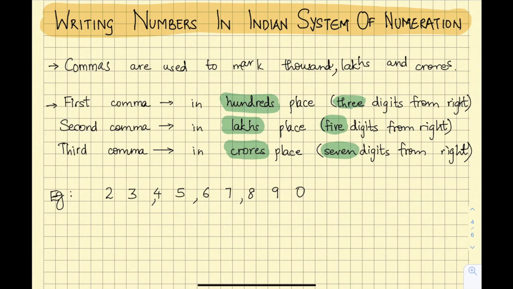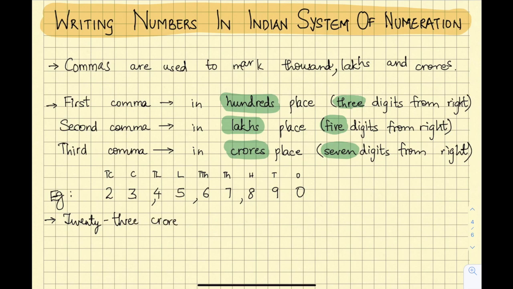Before we write, it's easy and best if we write this: ones, tens, hundreds, thousand, 10,000, lakh, 10 lakh, crore, 10 crore. Now we can easily write this number. In the crore group you see 2, 3. So we write it as 23 crore.